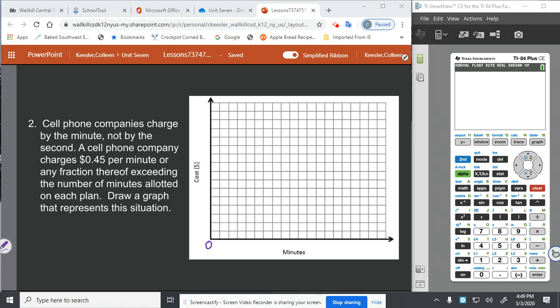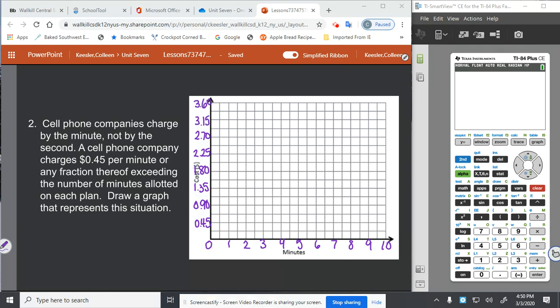So here we have 0 and minutes on the bottom, so I'm going to space it out just to make it easier to graph. And since our y-axis cost is in multiples of 45 cents, I'm going to write that it's going up by 45 cents. So this would be 90, and going up with that would be 135, and then another 45 would be 180, and another 45 would be 225, and another 45 would be 270, and another 45 would be 315, and one more would be 360.